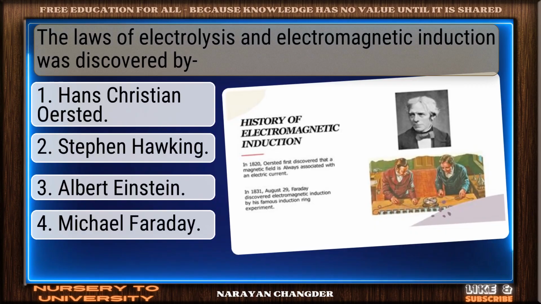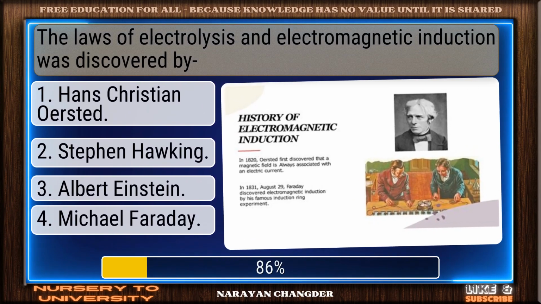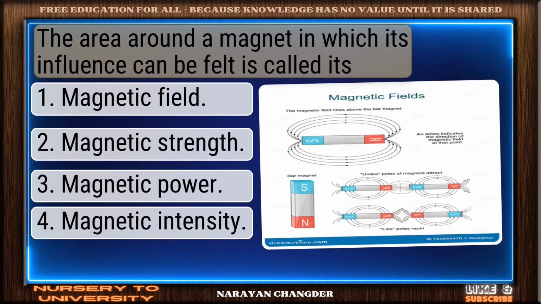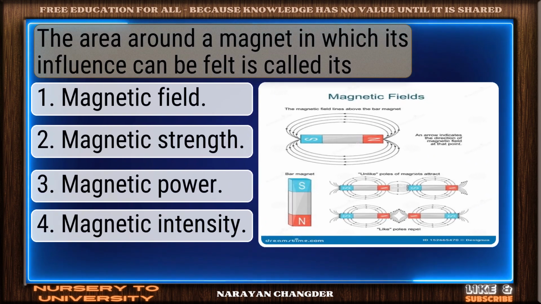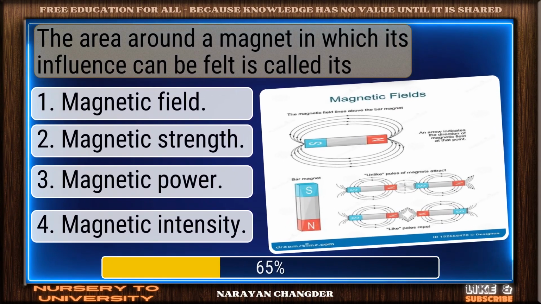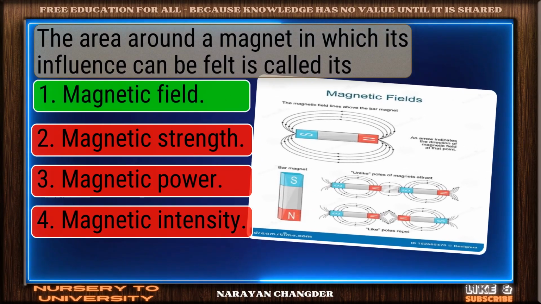The laws of electrolysis and electromagnetic induction were discovered by. Good job. Michael Faraday works well. The area around a magnet in which its influence can be felt is called its. Excellent. Magnetic field is well reasoned.